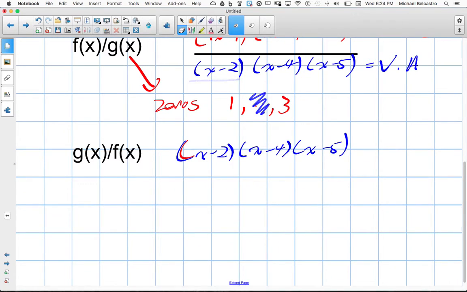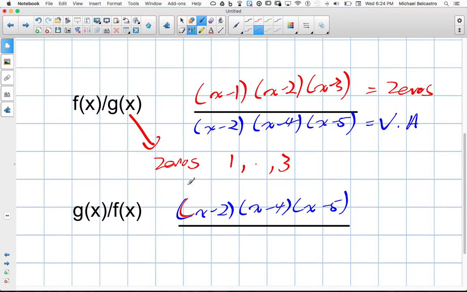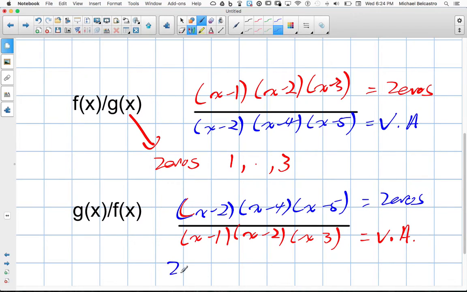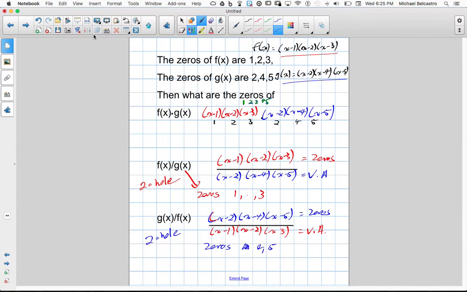So same idea for this one. We're going to get a hole again. The difference is going to be the actual zeros of this function: x minus 1, x minus 2, and x minus 3. These are vertical asymptotes. These are now the zeros. The zeros are now 2, nope, 4, and 5. And in both cases, 2 is a hole, and here 2 is a hole also because the zero occurs on both the top and the bottom. In other words, that's an undefined spot. Okay?